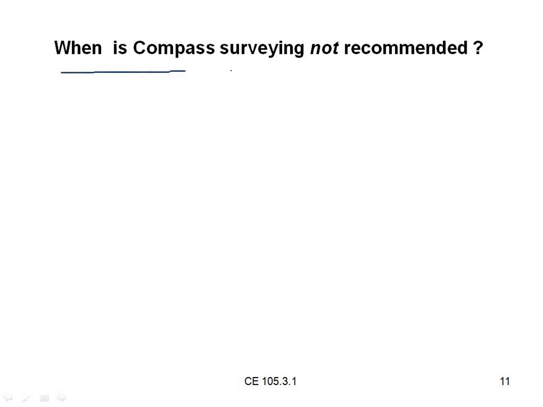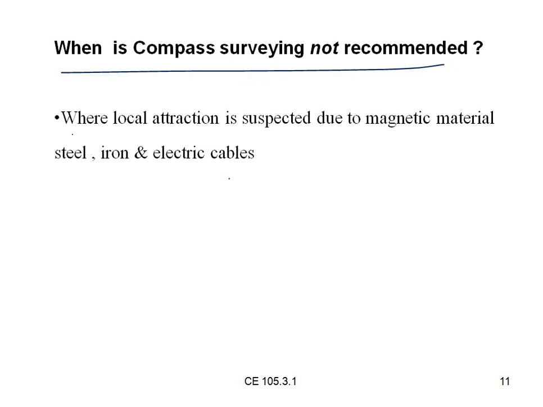So when is compass surveying not recommended? Where local attraction is suspected due to magnetic material, steel, iron and electric cables. In compass surveying we have an important point, that local attraction will be there. This local attraction is nothing but the effect of steel, iron and electric cables.